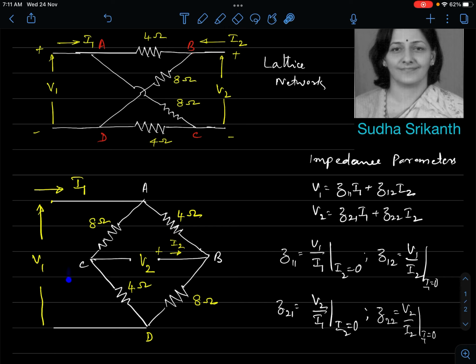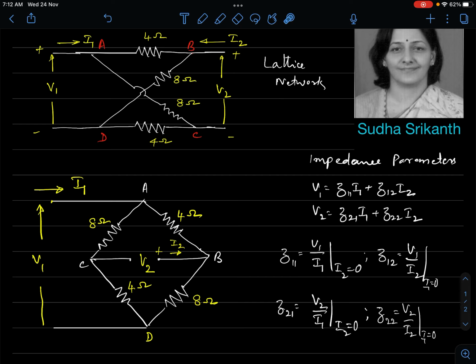Alright. So now let us try to work out these things. We are supposed to find the parameters for this particular network. So the relationship between V1 and I1 with I2 0 will give me Z11. So if I can get the ratio of V1 to I1 with the port I2 being 0, that is, there is no load connected here, this is open itself, I'll get Z11, that impedance parameter.